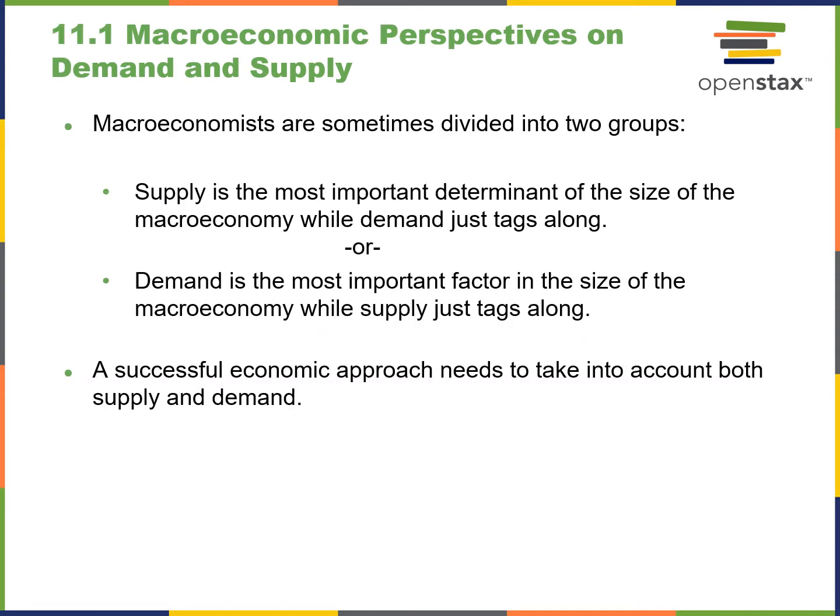Macroeconomic perspective on demand and supply. Macroeconomists are sometimes divided into two groups. One holds that supply is the most permanent determinant of the size of a macroeconomy, and demand just tags along. The other holds that demand is the most important factor in the macroeconomy, while supply just tags along. A successful economic approach needs to take into account both. We'll talk about these philosophies and the people behind them in a few slides down the road.